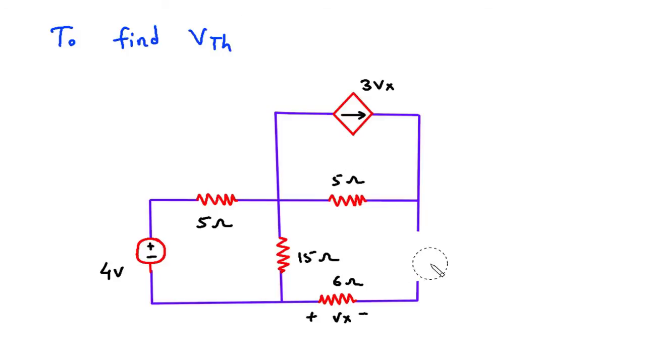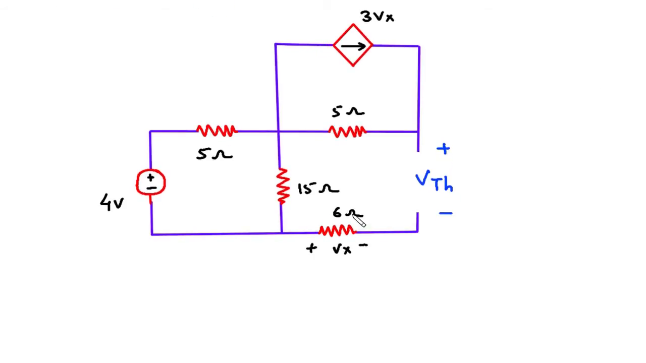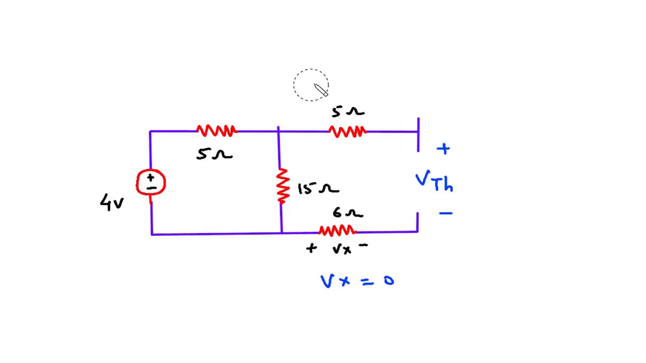Now here this will be VTH, positive, negative. Now here we can see this is open circuited. So this Vx is equal to 0. Now since this Vx is equal to 0, this dependent current source will be 0 because it is 3Vx, 3 into 0 is 0. So this will be open circuited. So this will be our VTH. Voltage across this 15 ohm is the value of VTH.